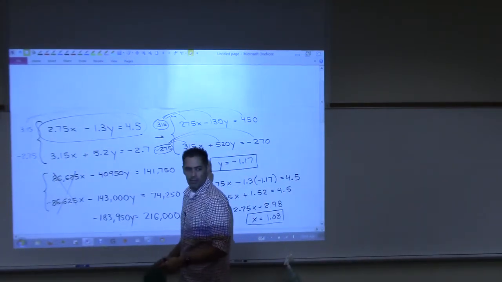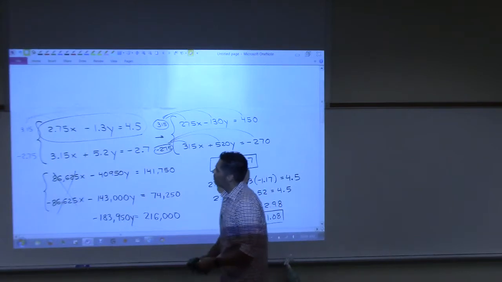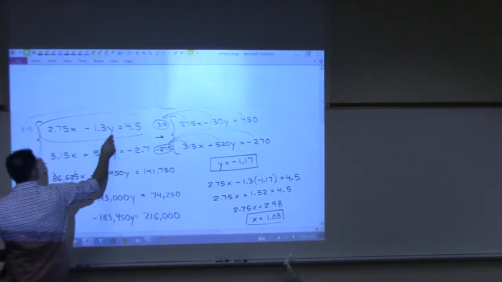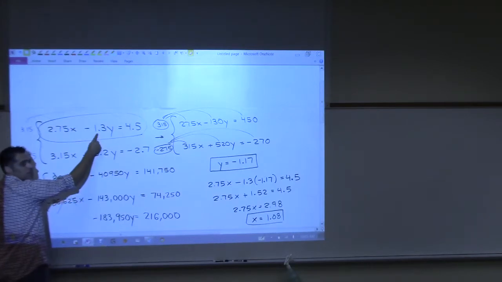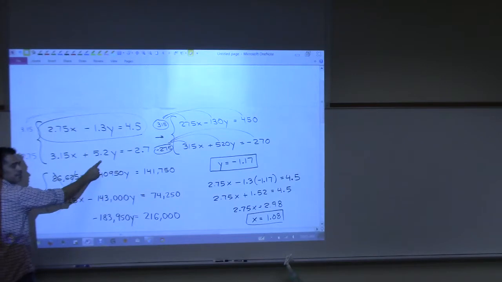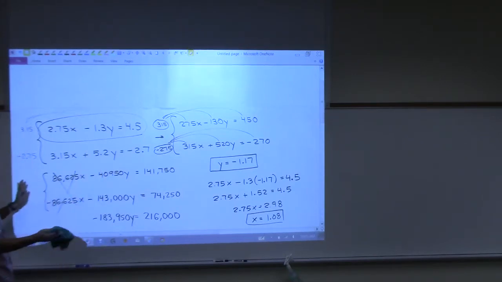If we would have multiplied by 4, we'd have to do everything by 4? Just the top one. Top one? Just the top one, because this times 4 would give you negative 5.2y, and then it would have canceled with this. So that would have been the only thing we had to do.